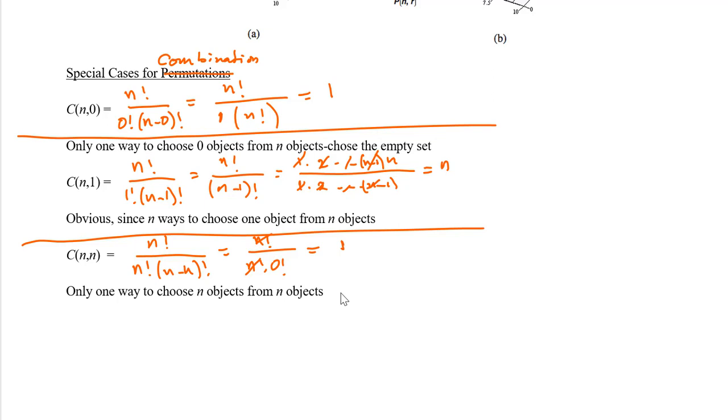And this is what combination is about, when the order does not matter, and permutation when the order matters. So in the next video we'll see more examples of combinations. I hope this is helpful.